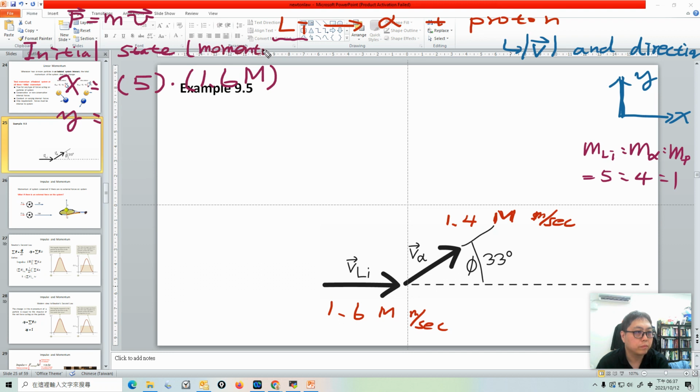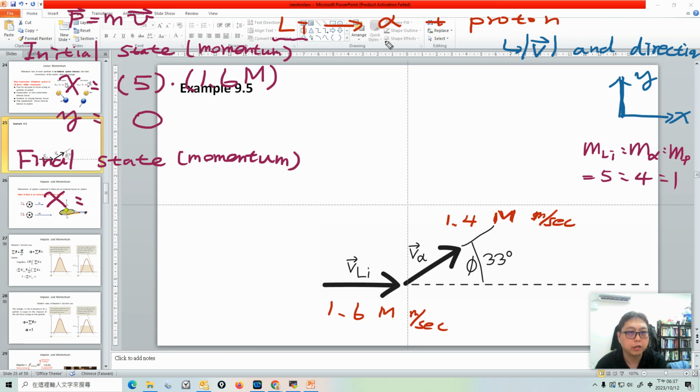And in the y direction, do we have any momentum at the initial state? No, because we only have an x component. There is no y component, so it's 0. Then we finish the initial state. Let's do the same analysis for the final state, and I should make a comment that we are doing the momentum calculation.